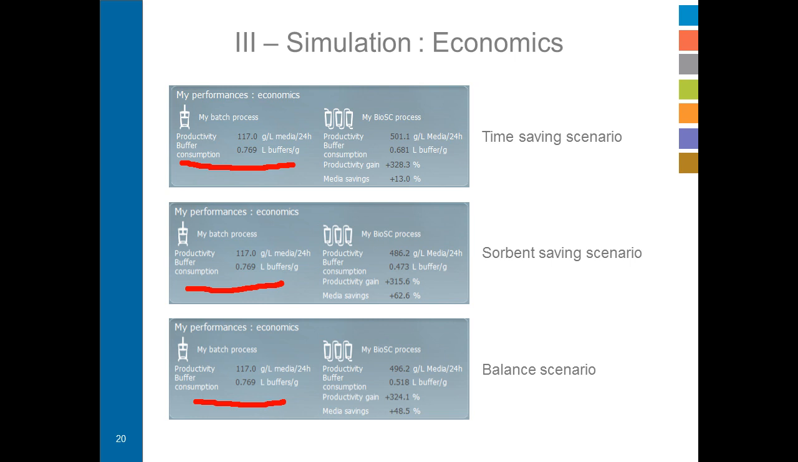Regarding the Biosc sequence, you will have information about the productivity for the time-saving scenario. So 501 grams per liter of sorbent within 24 hours, 0.7 liter of buffer, roughly, per gram of product. You have the productivity gain and the media savings. So you will have that for the time-saving scenario, for the sorbent-saving scenario, and for the balance scenario.